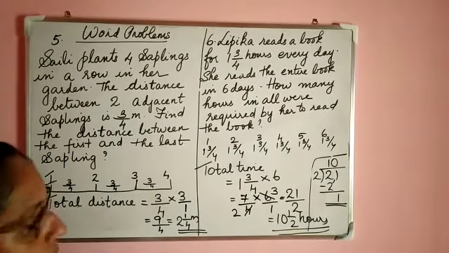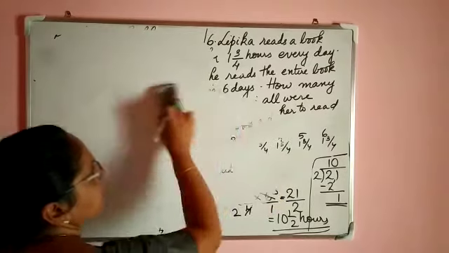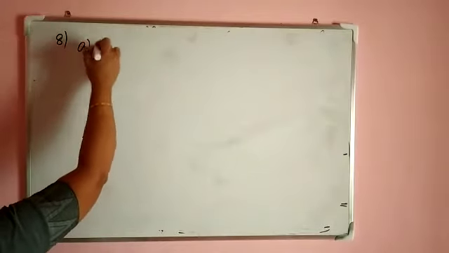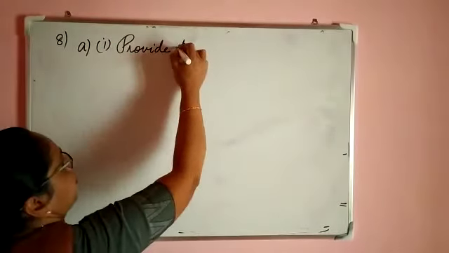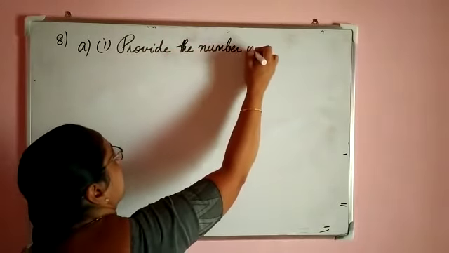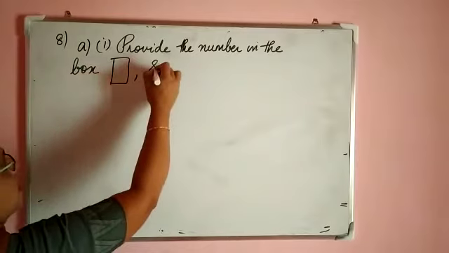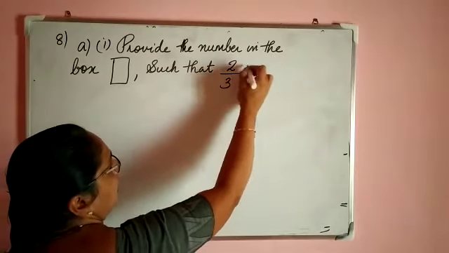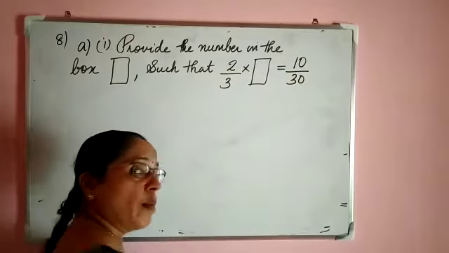Okay. Next we move on to the 8th question. It's a fill in the blanks type question. Question number 8, A part. First one, provide the number in the box. Okay, the box is given such that 2/3 into box is equal to the answer 10/30. Come on, think it.